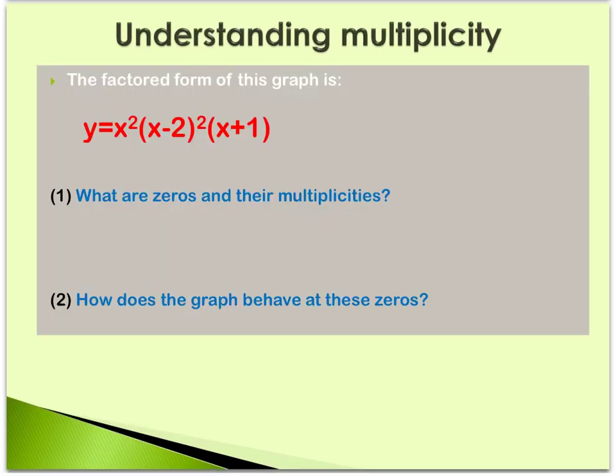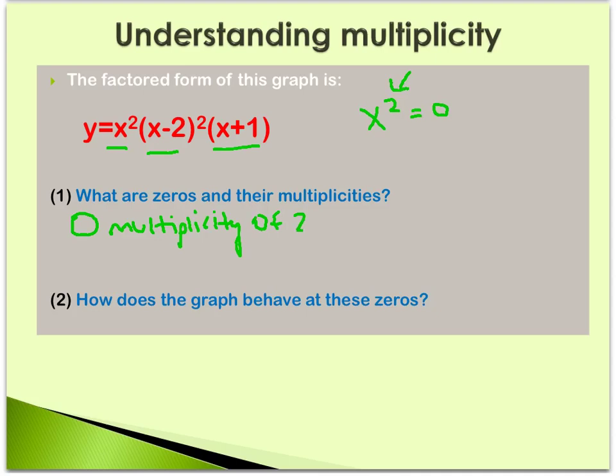So here I have a function, and I want to first figure out what the zeros of this function are going to be, and also the multiplicities for each of the zeros. And then I want to talk about what the graph is going to look like at these particular zeros. So looking at this, if I set each term equal to 0 and solve, x squared equal to 0, well, 0 is going to be my solution, and since I have a square here, I know that I will have a multiplicity of 2. It appears twice, right?